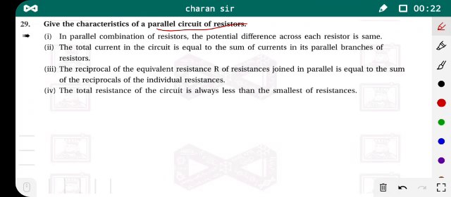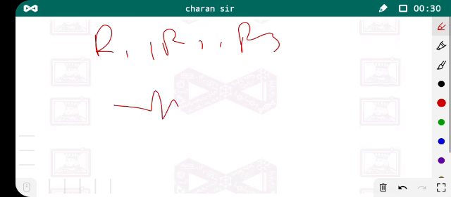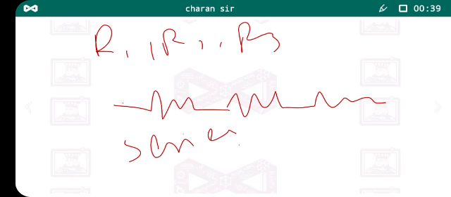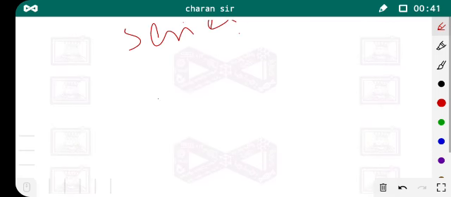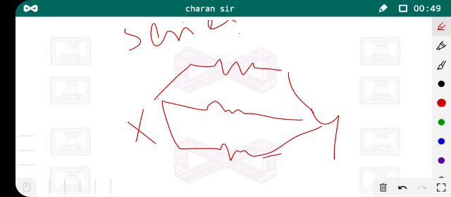Suppose we have three resistors R1, R2 and R3. If these resistors are connected like this, R1, this is R2 and this is R3, this connection is known as series connection. But if your three resistors are connected between two points, suppose X and Y, like this, then this connection is known as parallel connection.